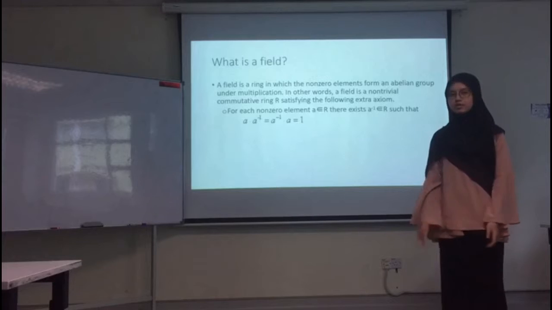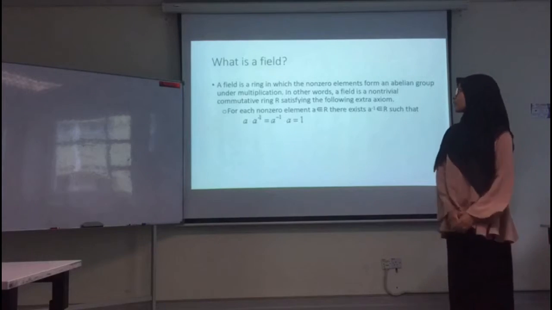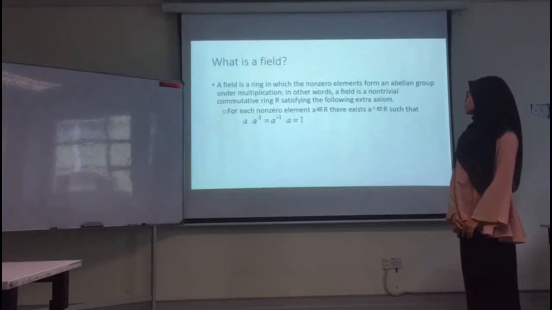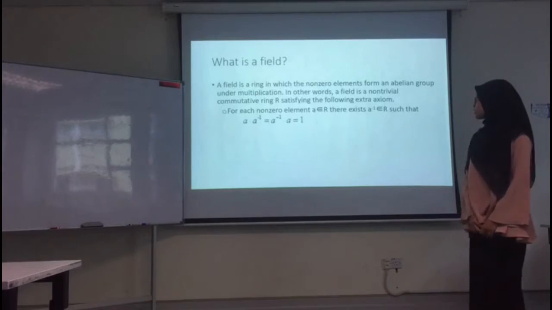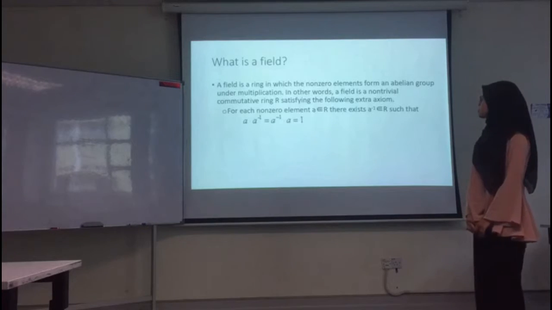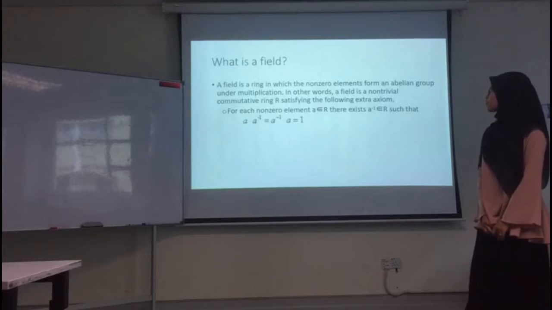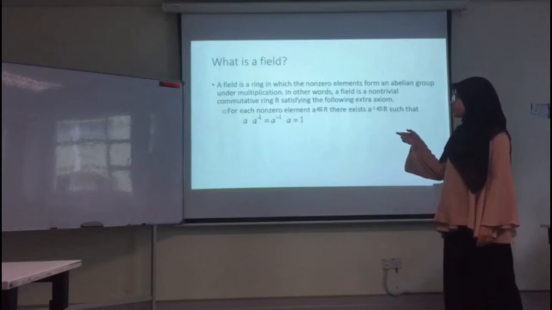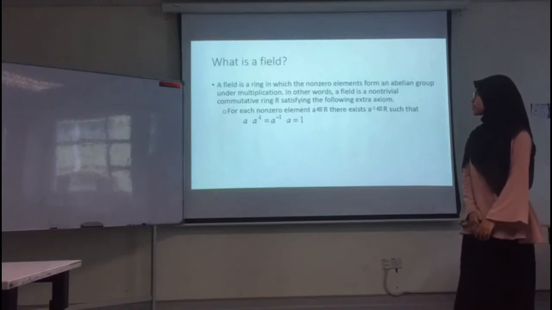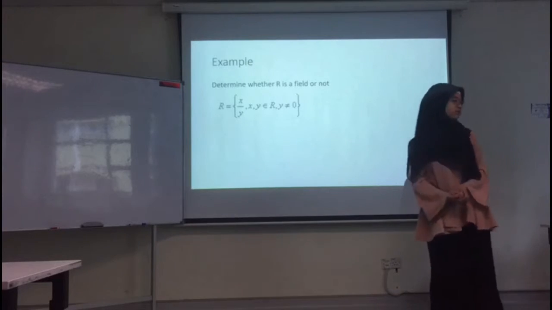I will answer the question for number 2. For today, what is a field? A field is a ring in which the non-zero elements form an abelian group under multiplication. In other words, a field is a non-trivial commutative ring R satisfying the following extra axiom: for each non-zero element A in R, there exists A inverse in R such that A dot A inverse equals A inverse dot A equals 1. Determine whether R is a field or not.